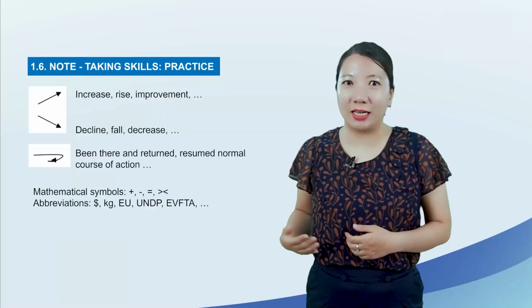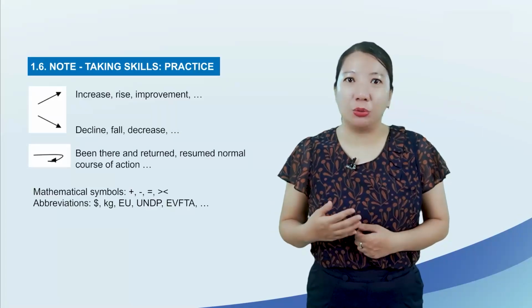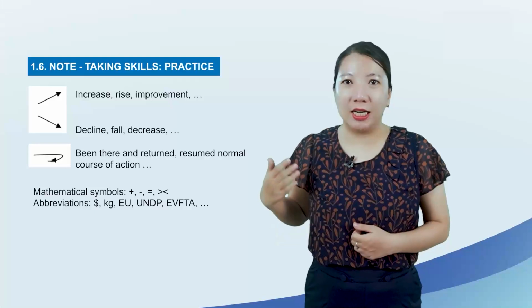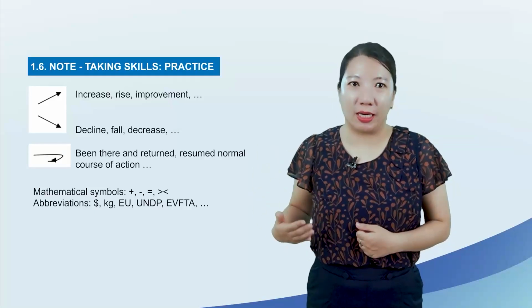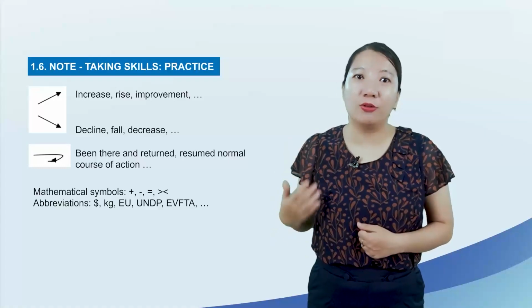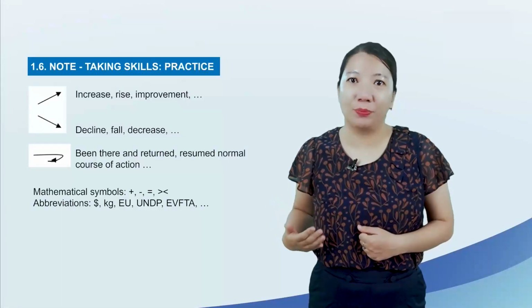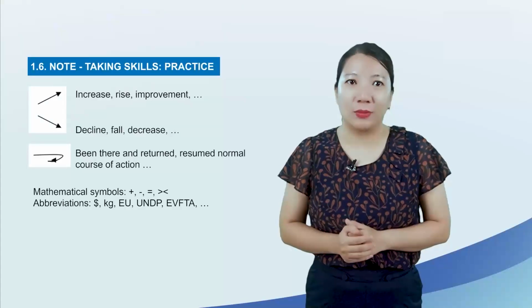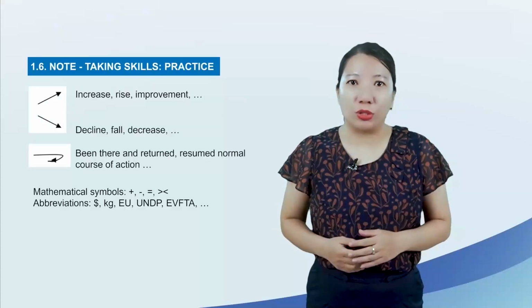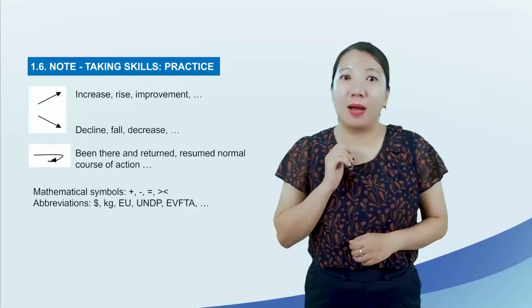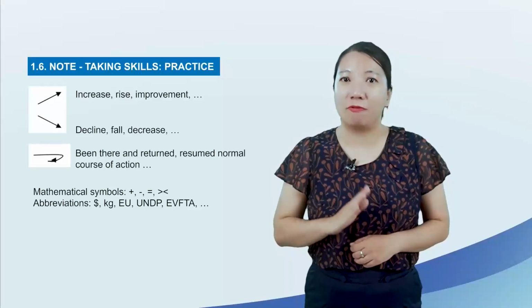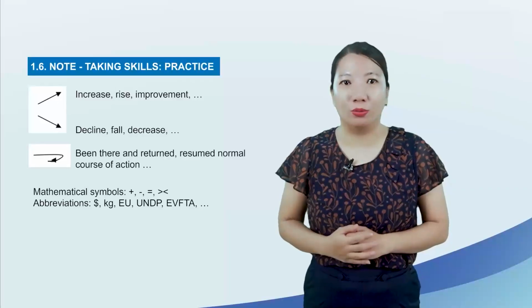Abbreviations are also frequently used, like $ for dollars, kg for kilogram, cm for centimeter, euro, EU for European Union, UNDP for United Nations Development Programme, and so on. In addition, when you take notes, pay attention to the numbers and proper names, as they might be easy to understand but very difficult to recall.